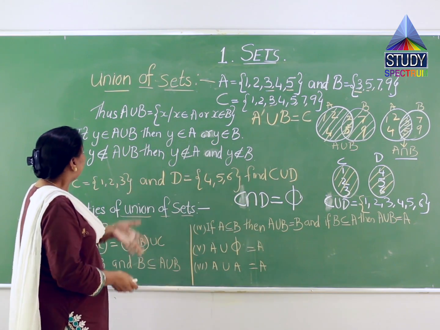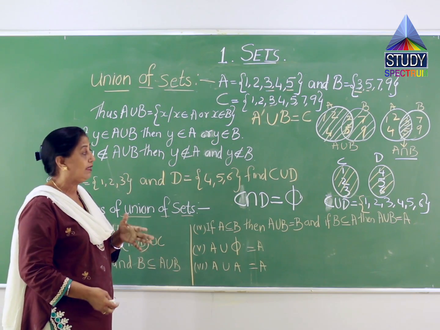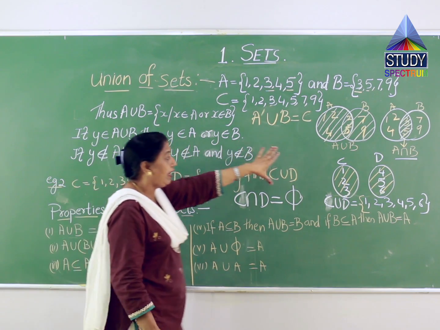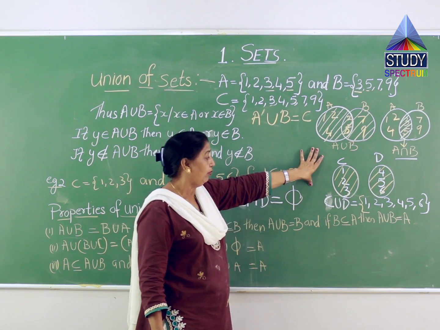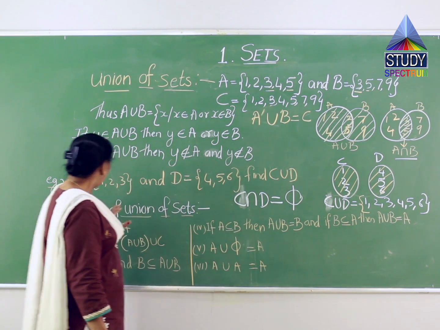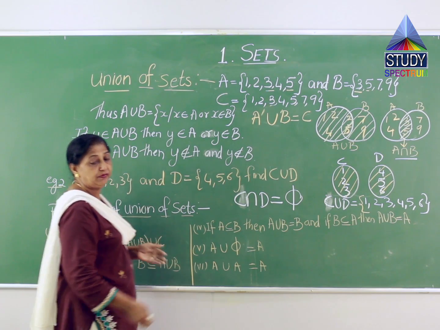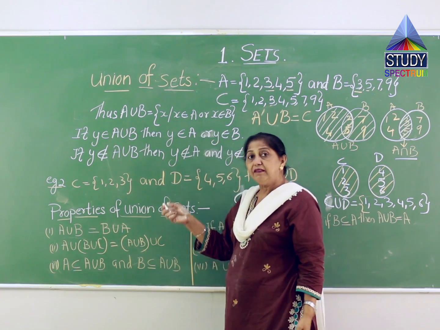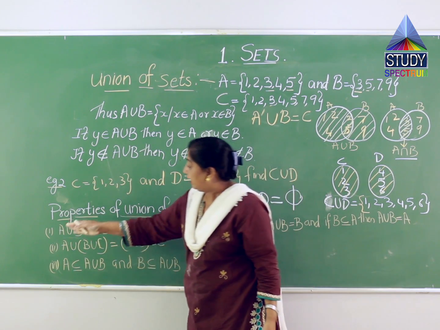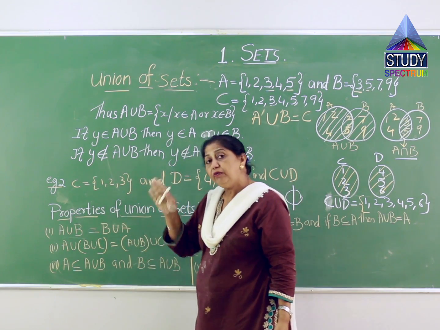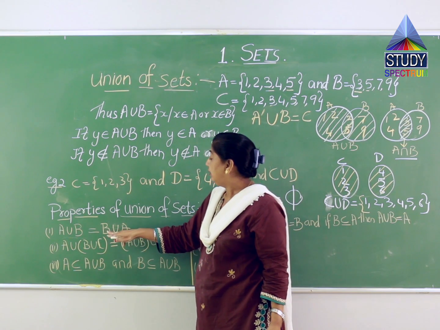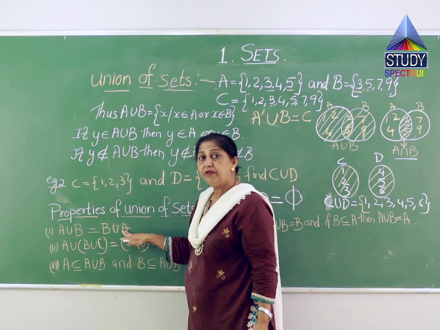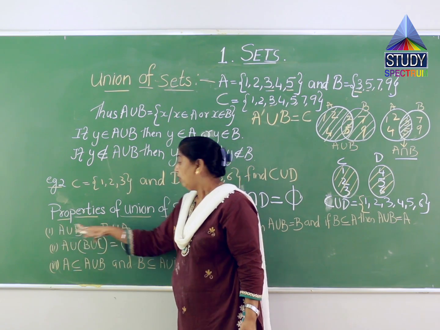So I hope it's clear what union and intersection are. Both these things you can show by Venn diagram as I've explained. Now we'll move to the properties of union of sets. The first property of union of sets is that the union of sets A and B will always be equal to the union of sets B and A. It doesn't make a difference if we take A first or B.